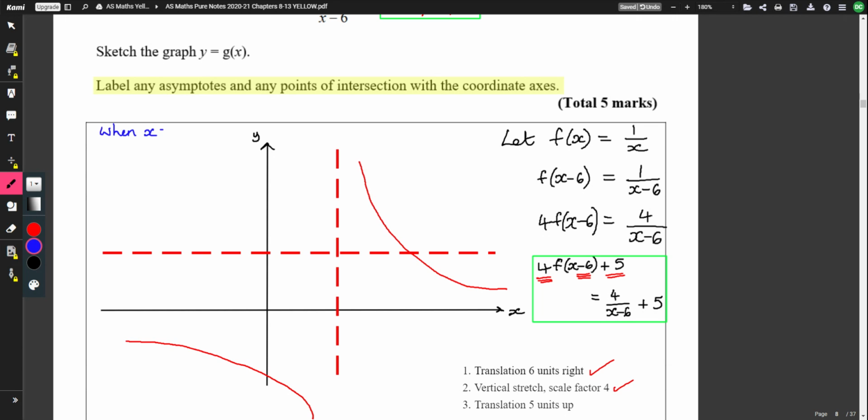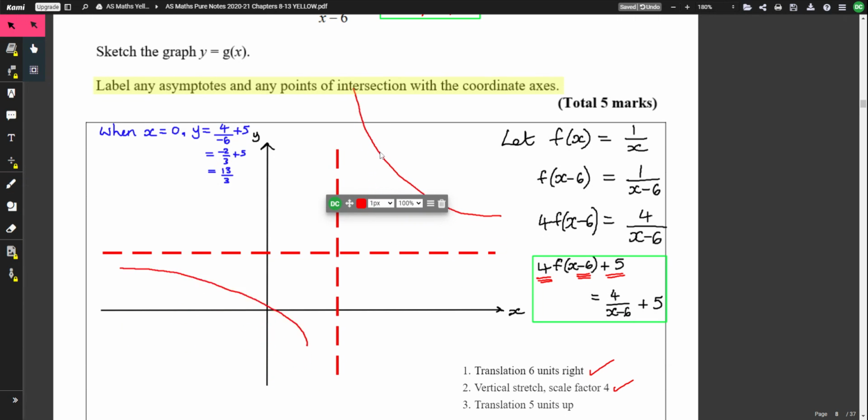So where does it go through the y-axis? Well, when x is 0, y is going to be 4 over 0, take away 6, and then plus 5. So that's minus 2/3, add 5, which is 13/3. So when x is 0, y is 13/3. It goes through the positive y-axis. 13 over 3 is a positive number.